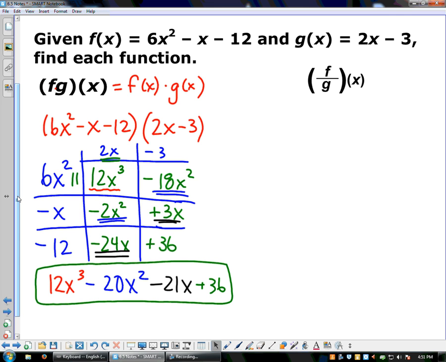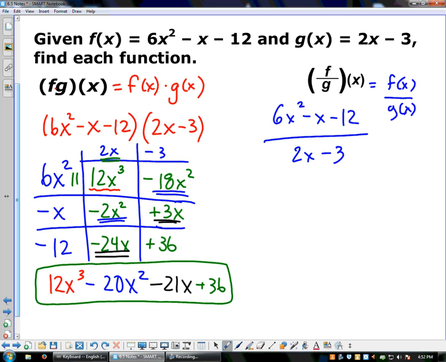Okay, and then if we are going to divide f divided by g of x, remember this means f of x divided by g of x. So we're taking one function divided by the other. So if we have 6x squared minus x minus 12, and we're dividing by 2x minus 3, this could be your answer for this problem. I suppose we could do long division on this, but let's not.